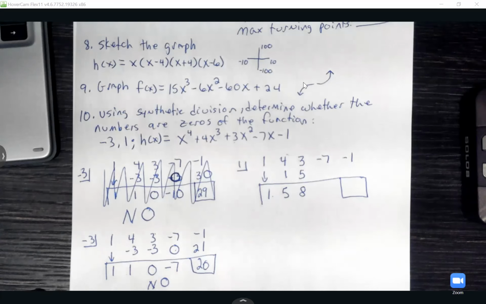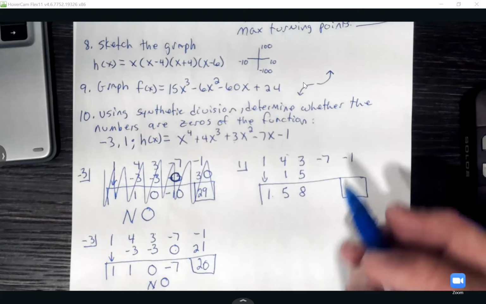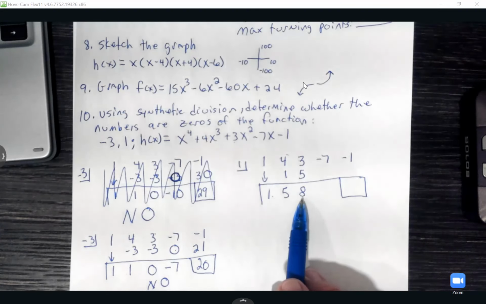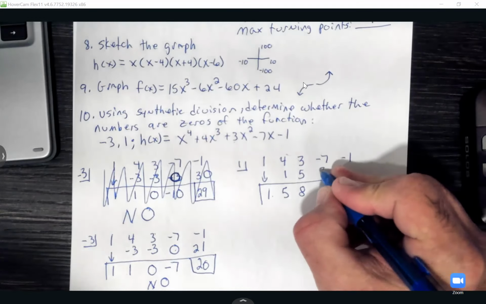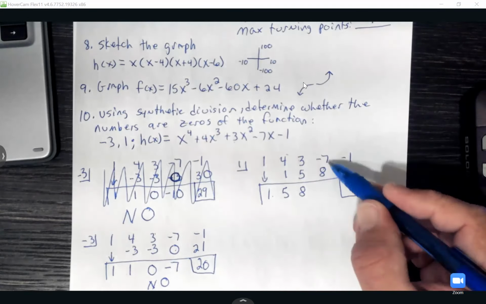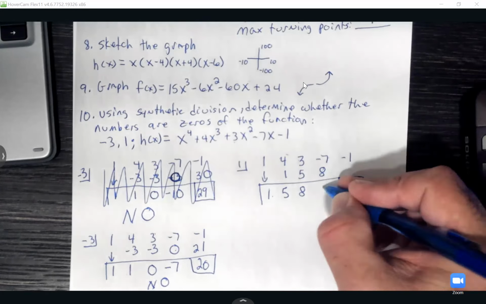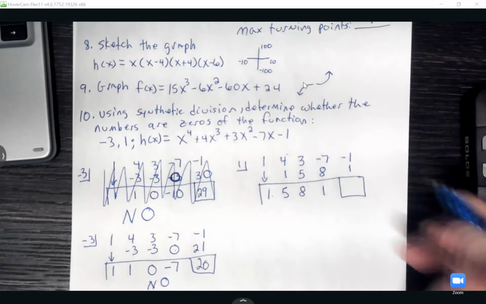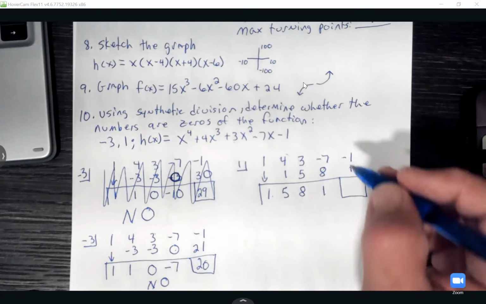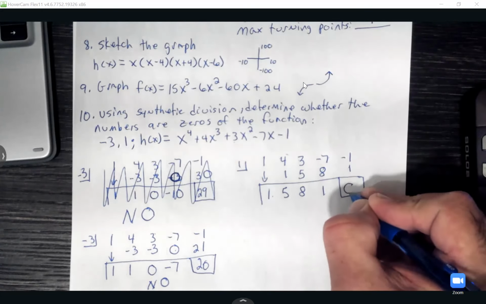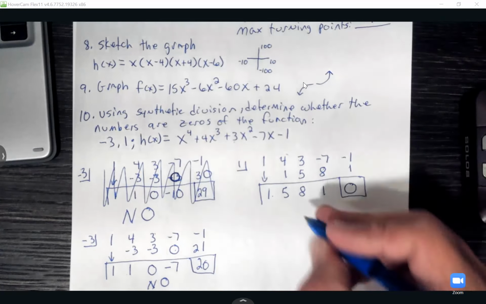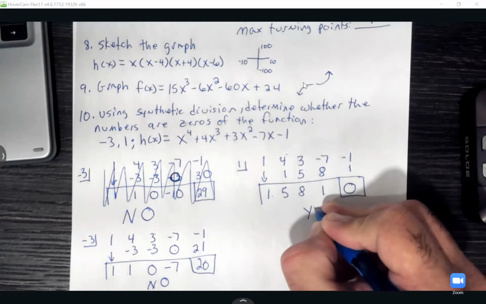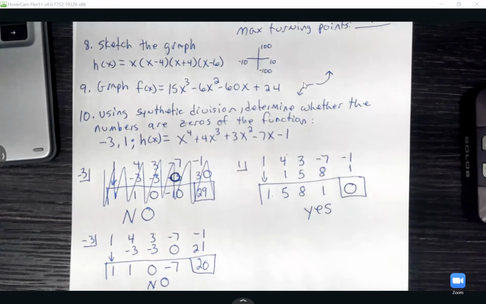All righty, y'all, here we go. So finishing this one up, 8 times 1 is 8. 8 and a negative 7 is 1. And then 1 times 1 is 1. And y'all look at that. Negative 1 and 1 give me a remainder of 0. So the second one, for the 1, would be a yes.